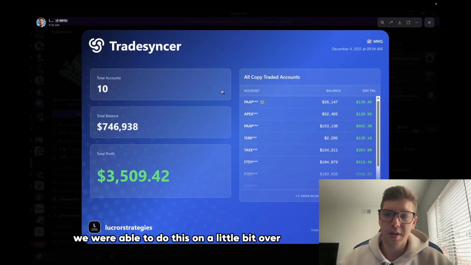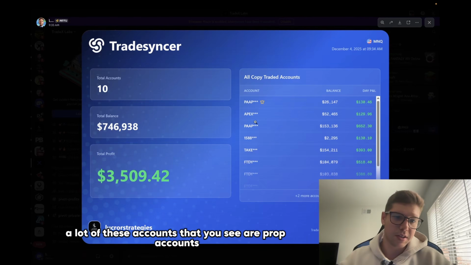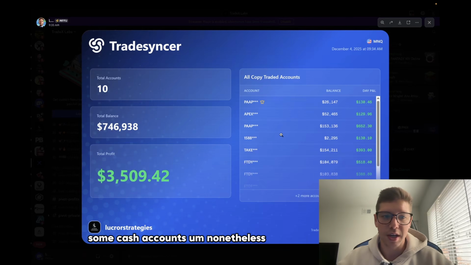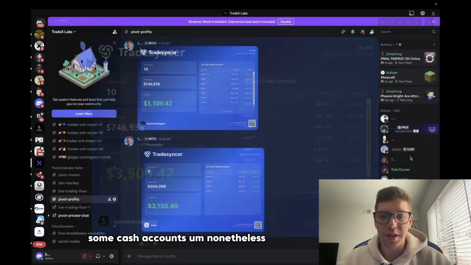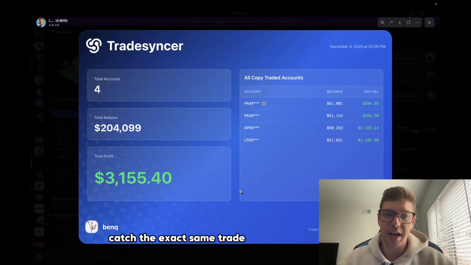on a little bit over $746,000 of capital. A lot of these accounts that you see are prop accounts. Some that you can see right here are also just live accounts that we opened up, some cash accounts. But nonetheless, as you can see, we also had some students today catch the exact same trade.